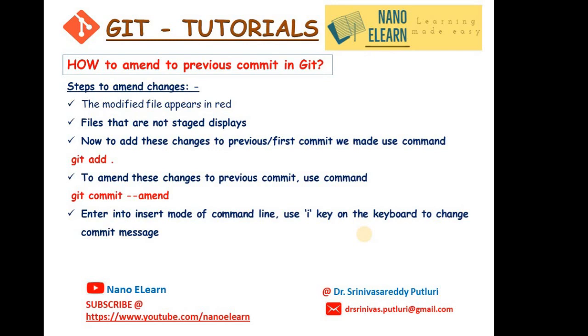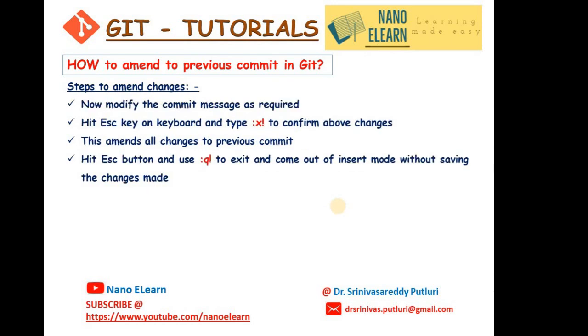Now to add these changes to the previous or first commit we made, and also change the commit message accordingly, type the command git add dot. To amend these changes to the previous commit, we need to use the command git commit --amend. For changing the commit message, one need to be in the insert mode of the command line using I key on the keyboard. Now we will be entered into the insert mode, then modify the commit message as required.